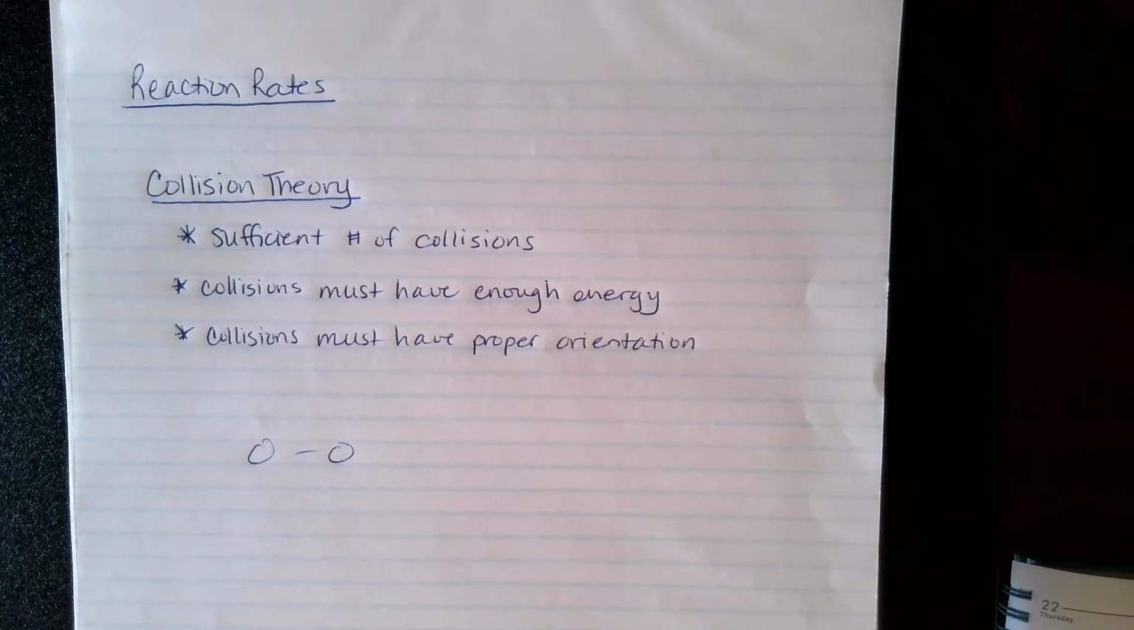Okay, and lastly, the collisions must have proper orientation. Meaning if I want a new bond to form between N and O, then I should have the N part of one molecule and the O part of another molecule colliding, because they're going to break the old bonds and the new ones are going to form. So if they're not colliding at the correct orientation, I'm not going to be making the new bonds that I need.